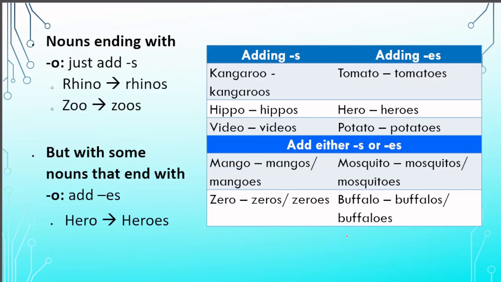Now the next is rule number 6. Some words ending with o, just add s. Example rhino, rhinos, zoo, zoos, kangaroo, kangaroos, etc. But in some words add es. जैसे examples are hero, heroes, tomato, tomatoes, etc. And in some words you can add any one to make it plural. Examples mango, mangos or mangoes, s or es. Zero, zeros, mosquito, mosquitoes, buffalo, buffaloes.